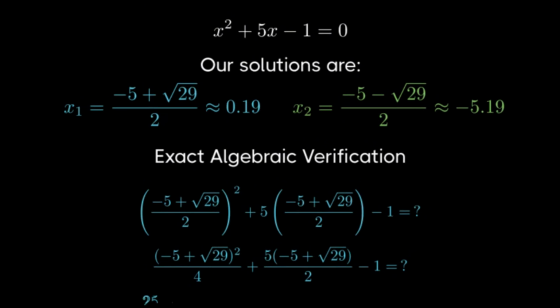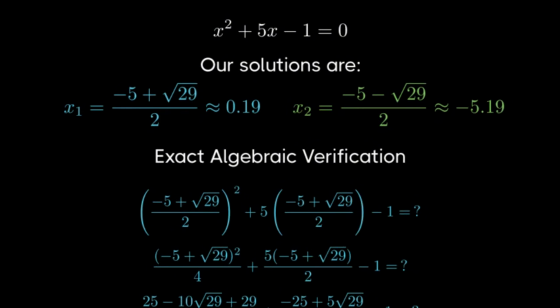Now let's expand the squared term in the numerator. We get 25 minus 10 times the square root of 29 plus 29, all divided by 4. And the second term becomes negative 25 plus 5 times the square root of 29, all divided by 2. Let's simplify the first fraction. Adding 25 and 29 gives us 54. So we have 54 minus 10 times the square root of 29, all divided by 4.